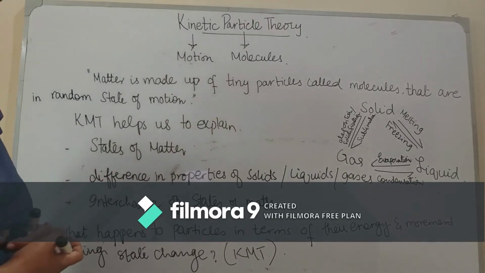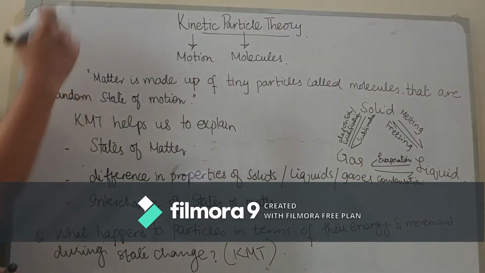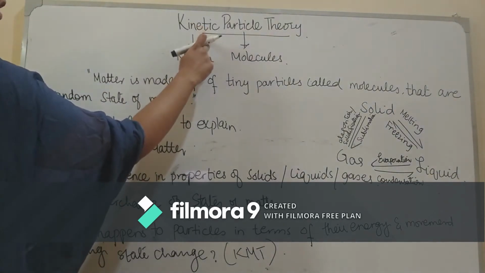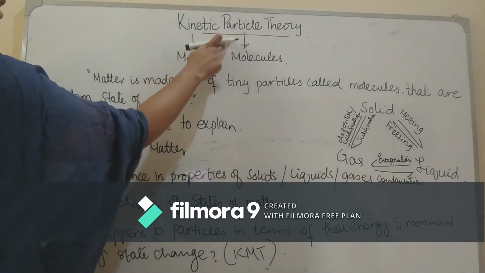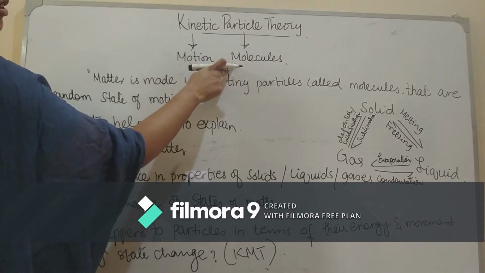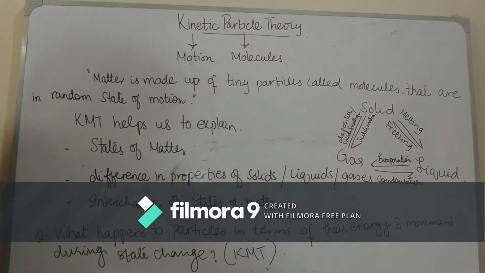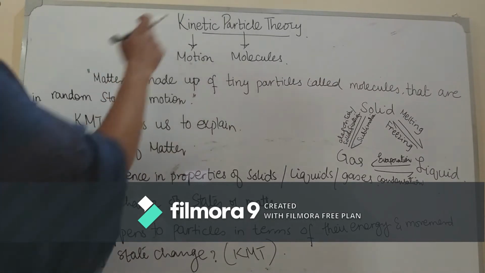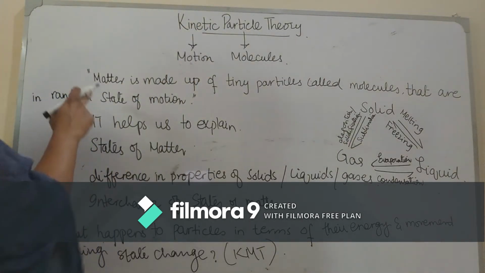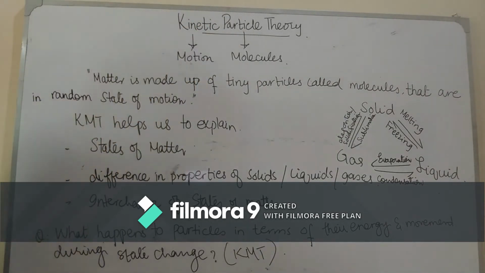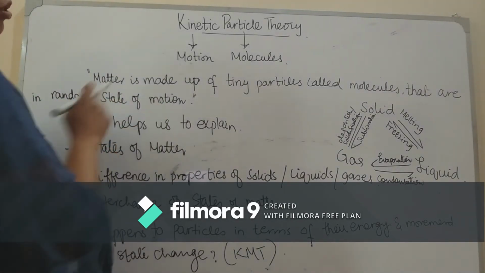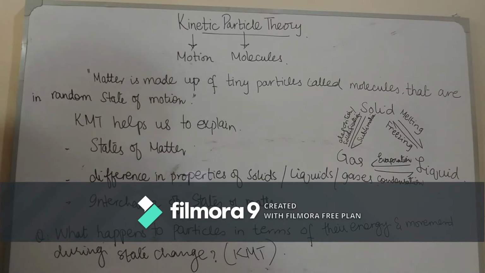So starting from the introduction, as the name shows, the word kinetic means motion. Particle stands for molecules, as in chemistry we always talk about molecules and we consider particles as molecules. So the theory that explains that matter is made up of tiny particles called molecules that are in a random state of motion is called kinetic particle theory.